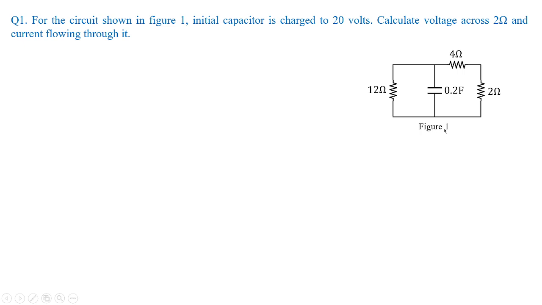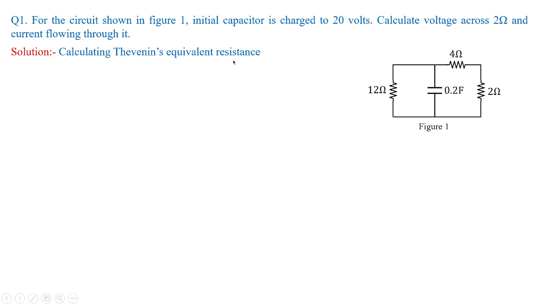In figure 1 of this problem, initially the capacitor is charged to 20 volts. The value of the capacitor is 0.2 farad and it is charged to 20 volts. Calculate the voltage across 2 ohms and the current flowing through it. We need to find the value of current and voltage in 2 ohms with the initial condition of 20 volts. So how do we solve this problem?